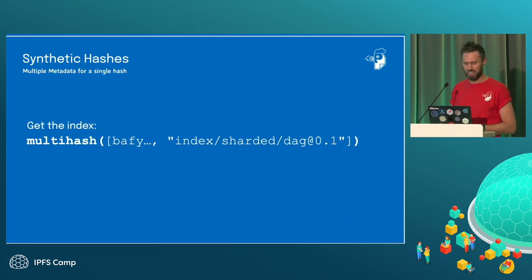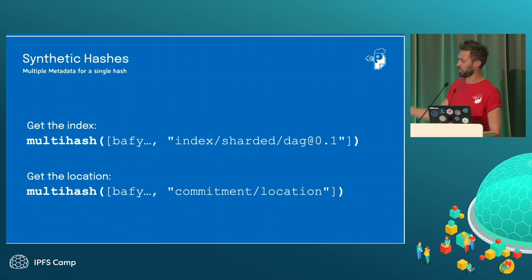Cool, so synthetic hashes. If you take the bytes of the multihash for the root of the DAG and concatenate it with some arbitrary string bytes, and then take the hash of that and use that as a multihash, you can store multiple bits of metadata for any given CID by creating another CID with a known thing. So for the index, we might create a multihash that has this in it. For the location, we might have something more like this.